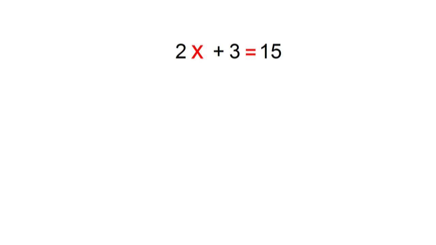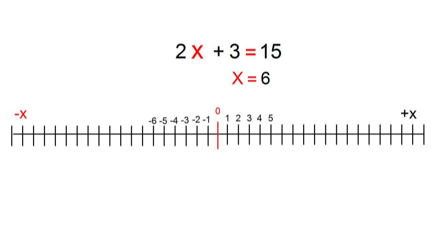Now let's go back to the original equation, 2x plus 3 equals 15. The solution to this equation is when x equals 6. How would you show or represent this solution on a number line? Remember, the solution to this equation is 6, and only 6. No other number will work in this equation. So how do you show 6 on a number line?